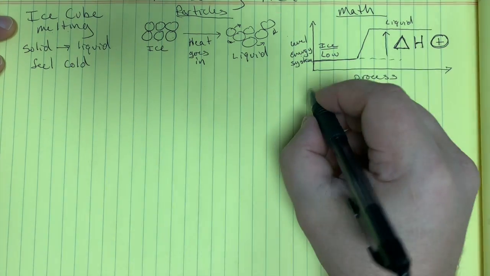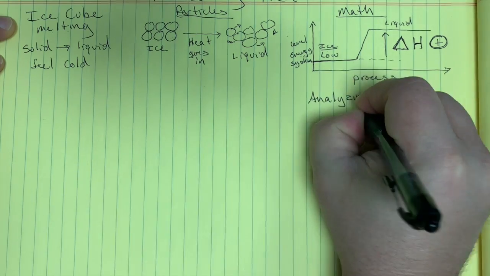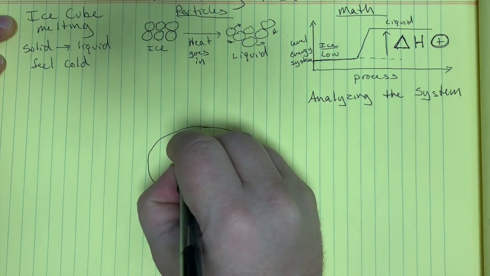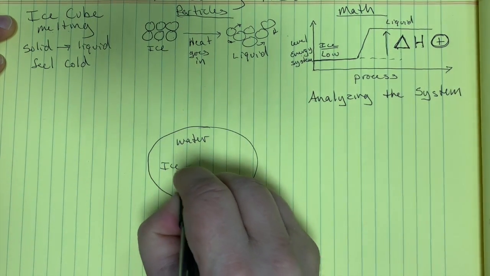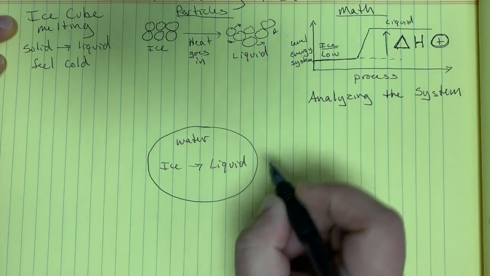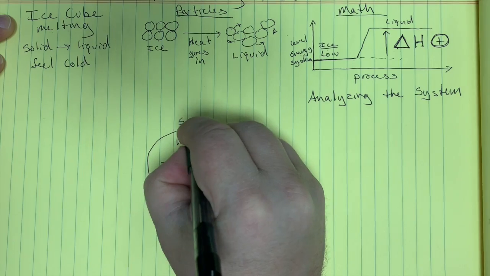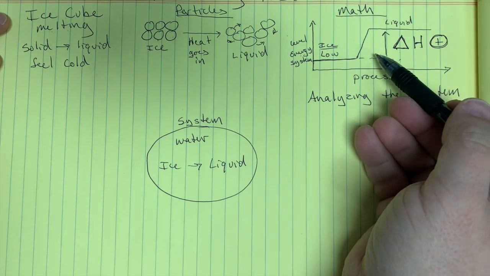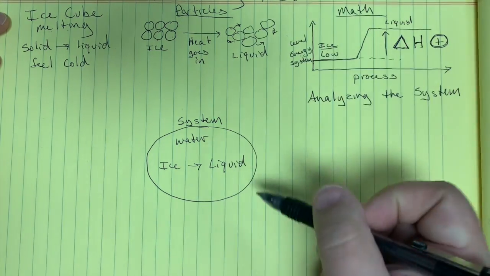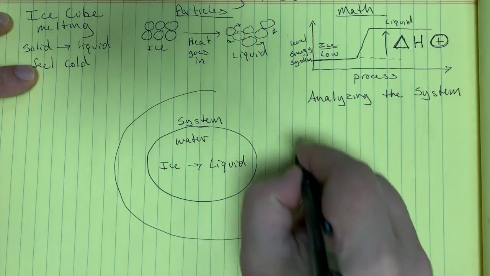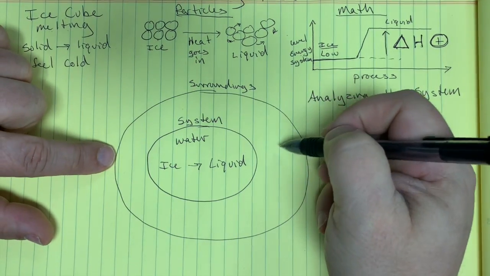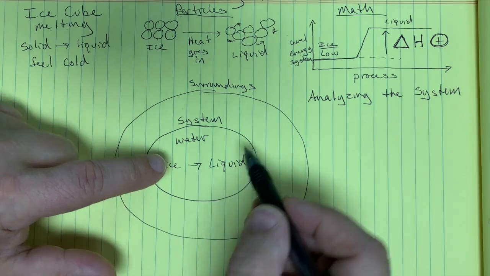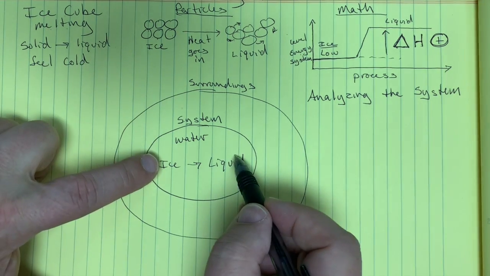Now, remember that we're analyzing the system. So if this is our water, ice to liquid, this is our system. This is what we do the math for. This is what we're modeling. But the surroundings are what we measure. I can't get directly into the system. I can only measure what's coming out or going into the system.